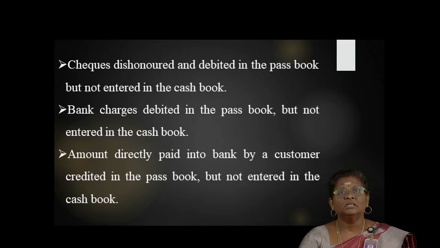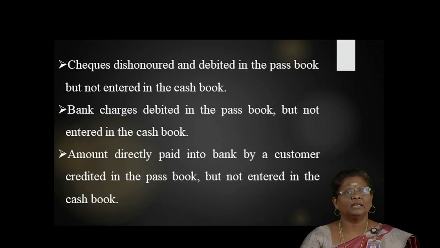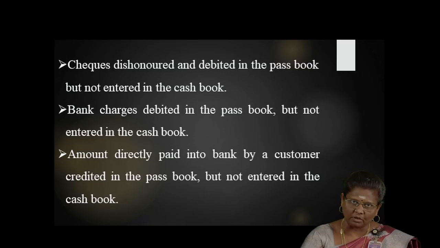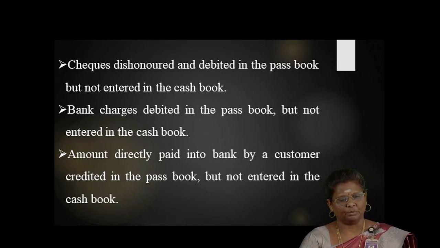Then the next one is checks dishonored and debited in the passbook but not entered in the cash book. What is a dishonored check? We sent a check to the banker. The banker sent it for collection, but that check bounced. That is, the check is not a valid check. In that case, the entries are made in the passbook but not in the cash book.